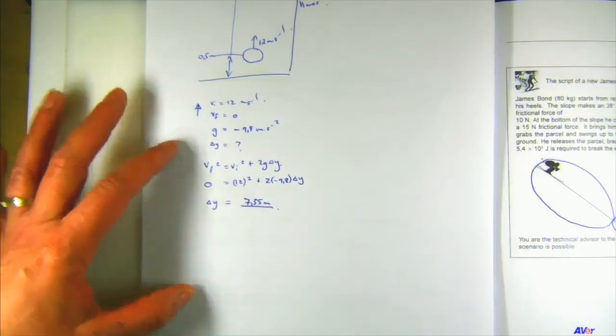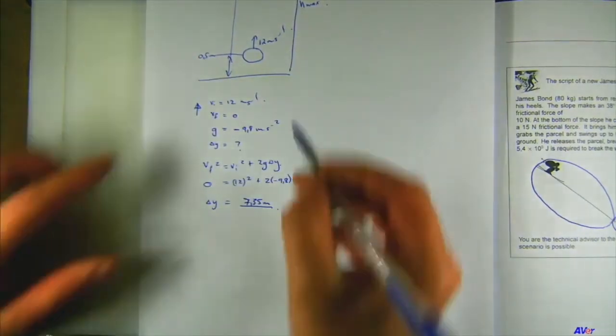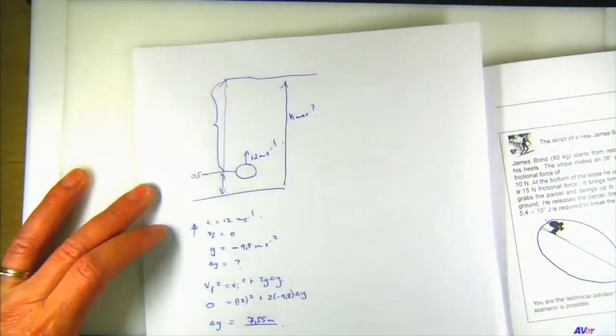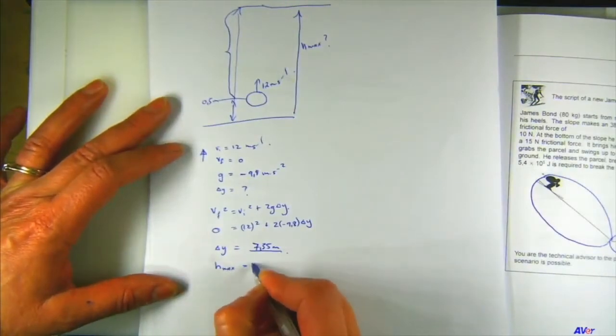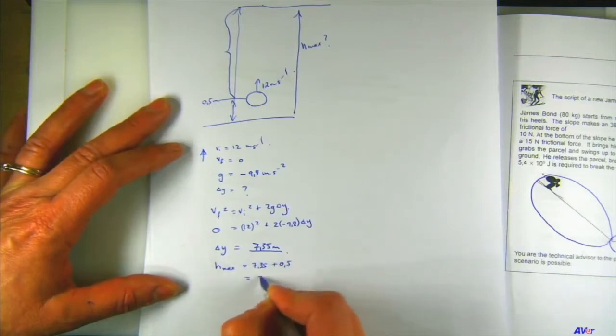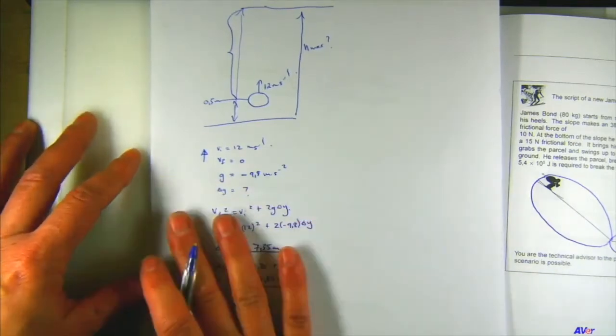Is that the answer to the question they asked? No, because I only calculated that part. So if I want the maximum height, I will have to take the 7.35 and add 0.5. That would give 7.85 meters. That is the maximum height. Everyone happy with this? Old news.